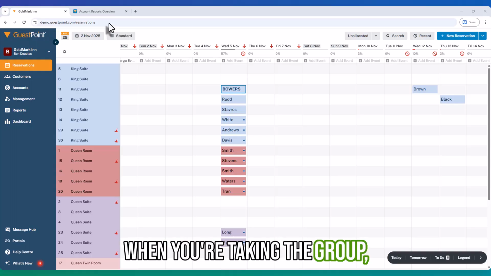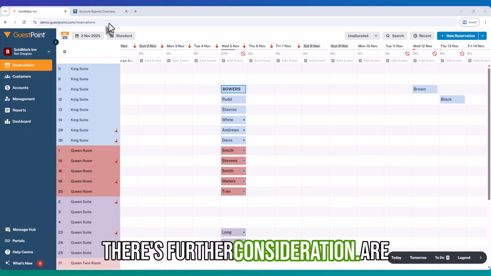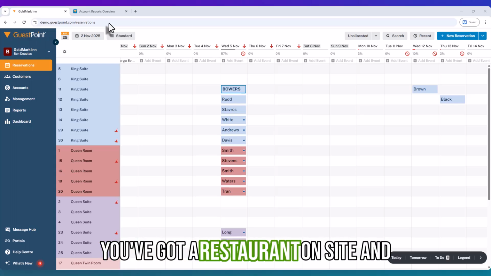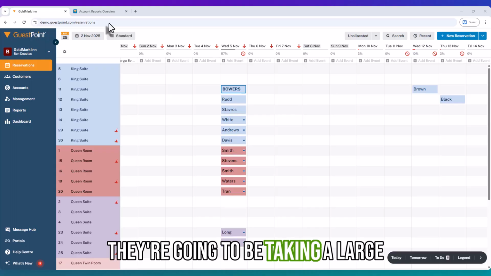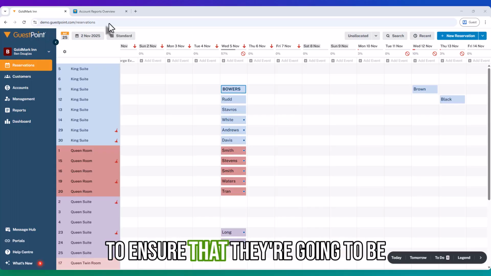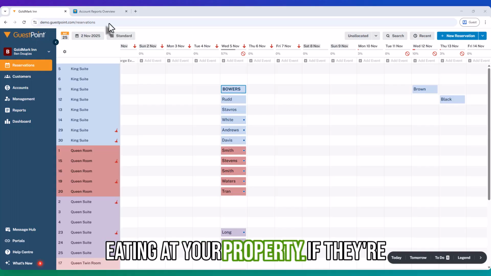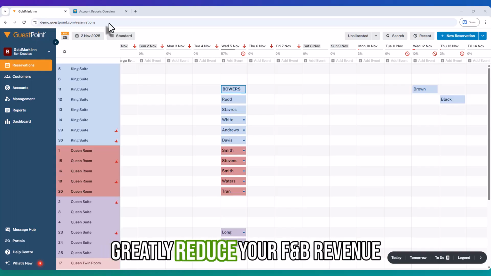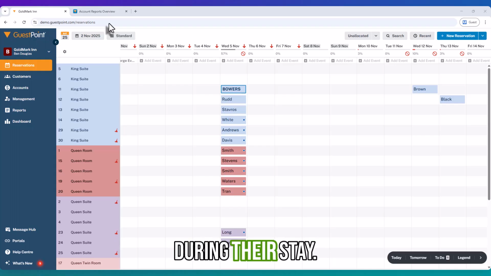When you're taking the group, there's further consideration. Are they going to be consuming F&B? If you've got a restaurant on site and they're going to be taking up a large percentage of your motel, you want to ensure that they're going to be eating at your property. If they're not eating at your property, it will greatly reduce your F&B revenue during their stay.